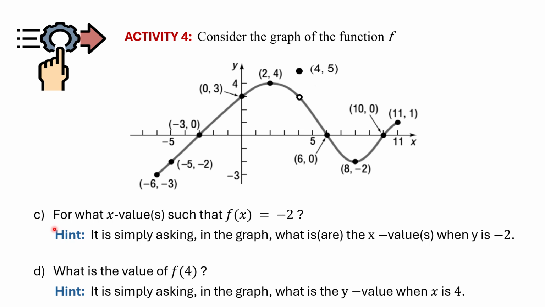The next question, in C, for what x values is f of x equal to -2? As a hint, it is simply asking in the graph, what is or what are the x values when y is -2? So based on the graph, find your answer.